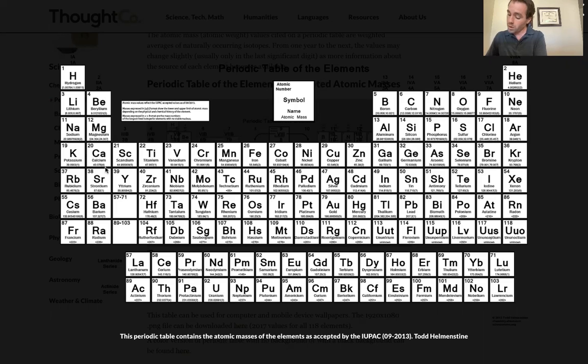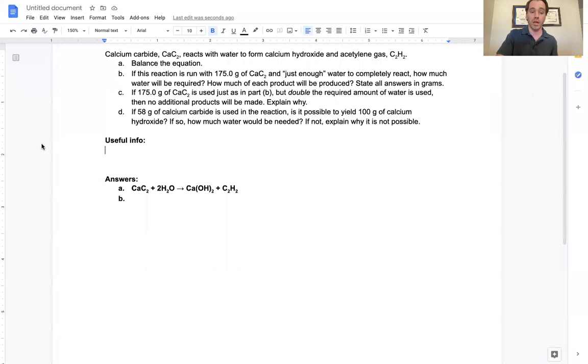Carbon is 12.011. Hydrogen is 1.007. I think your class says 1.0079. And then oxygen is 15.999. The mathematician in me always wants to go, come on, that's 16. But no, we're going to actually call it 15.999. So I'm going to get that down here.